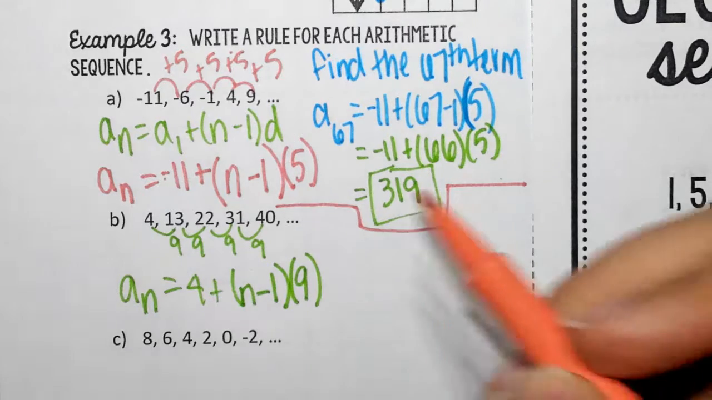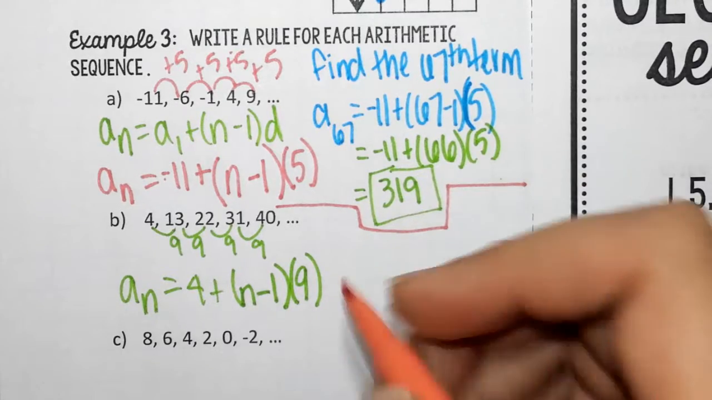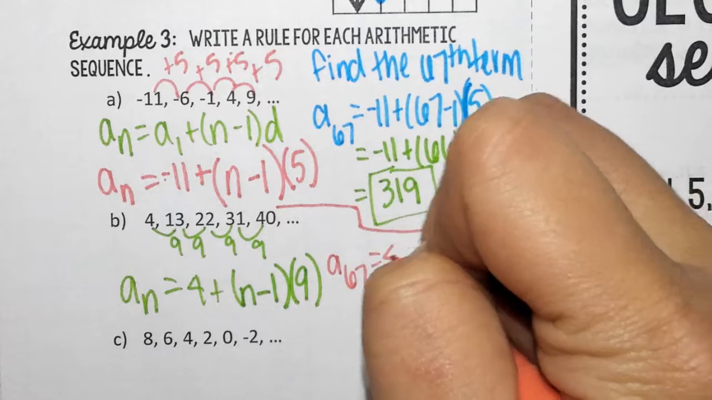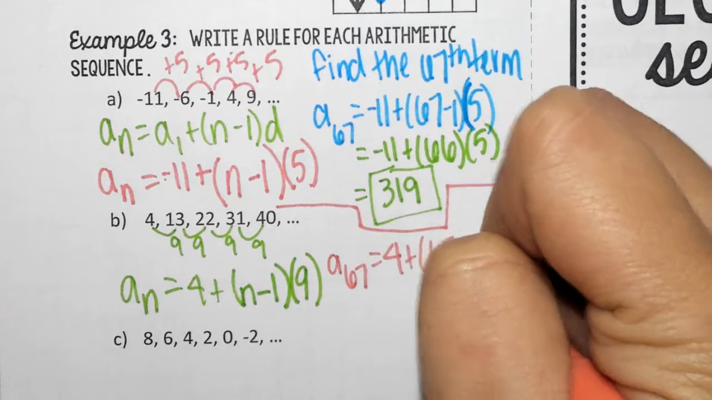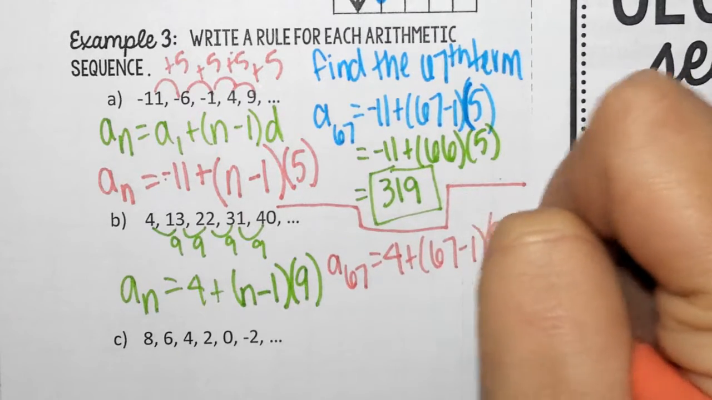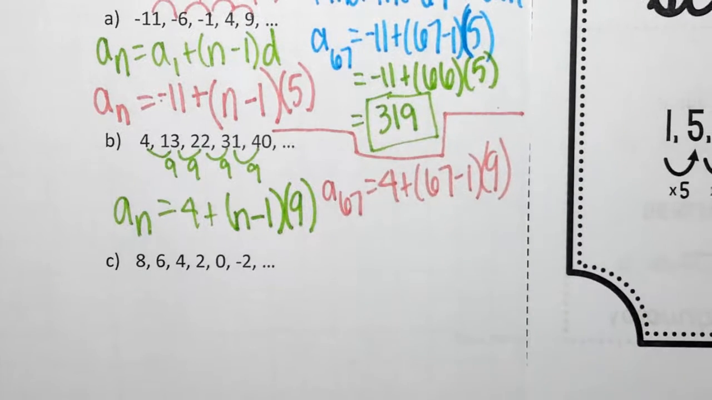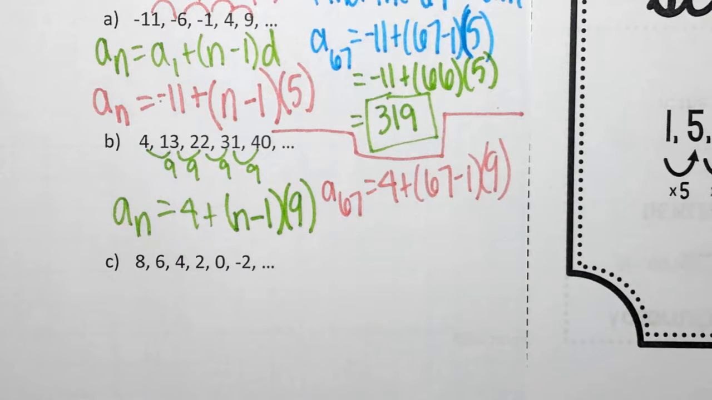All right, so now let's find the 67th term of this one. So let's write a sub 67 equals 4 plus 67 minus 1 times 9. So are we always going to use 67? Nope, just for these examples. If I told you to find the 64th term, what would you do? Use 64. Yes. Okay. All right, work it out without me. Let's go.